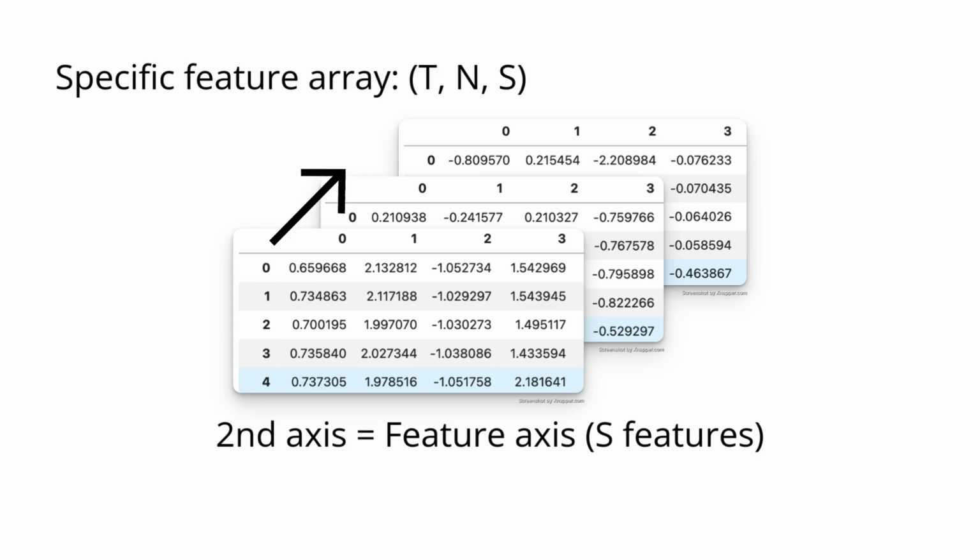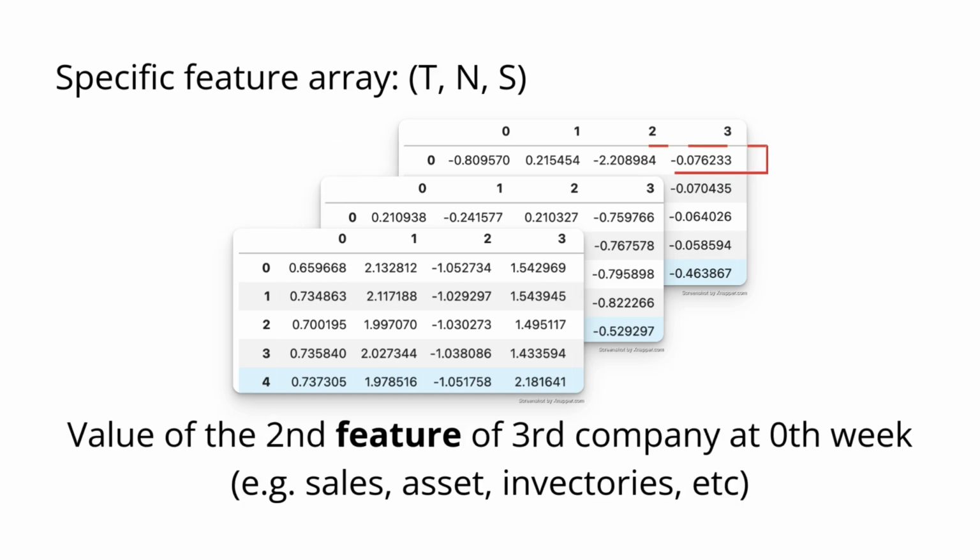This one is a 3-dimensional array with a shape of t, n, s. The 0th and first axes are time and asset, but the second axis represents s different features. For example, the highlighted cell here represents the second feature of the third company in the 0th week. Specific features typically include company financials, such as sales or total assets. Unlike common features, these values vary across different assets, which is why we call them specific features.